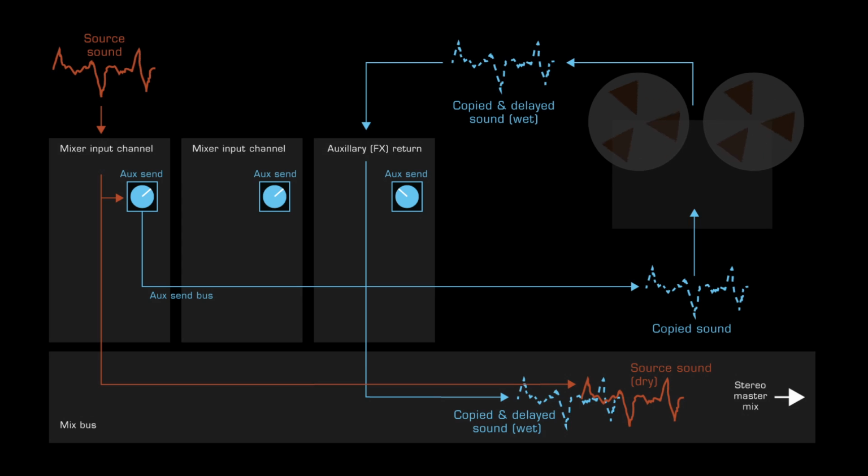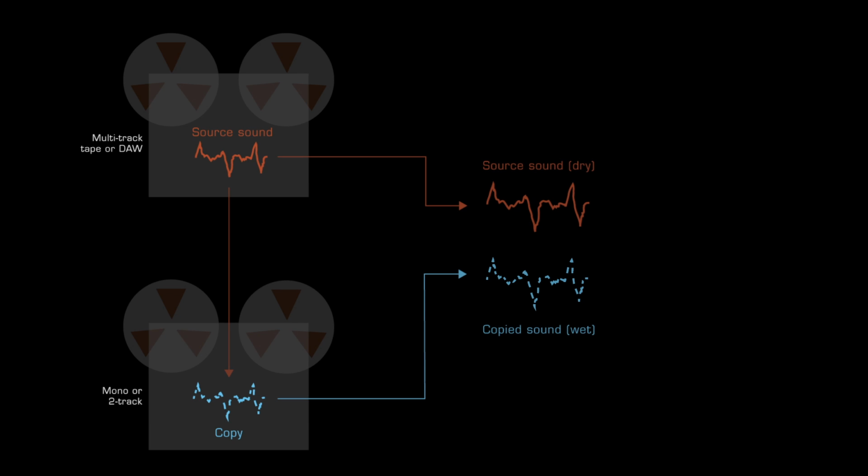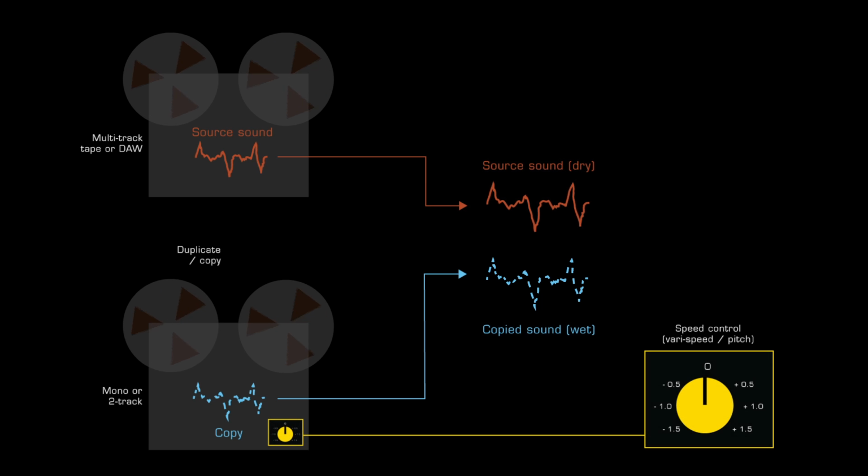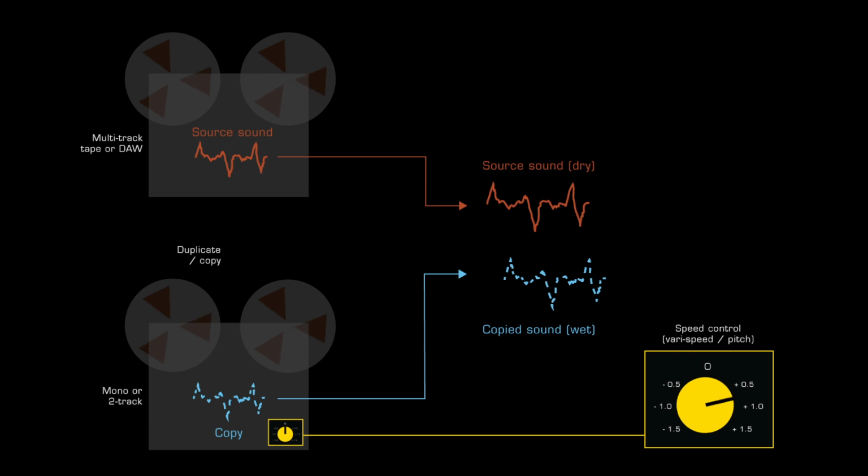In this case, rather than using an auxiliary send bus and tape recorder in a conventional send and return configuration, a complete duplicate of the source signal performance is recorded to the tape recorder. It is then rewound and played back in sync with the source signal. The vari-speed control of the tape recorder is used to first set the delay time and then to modulate it.